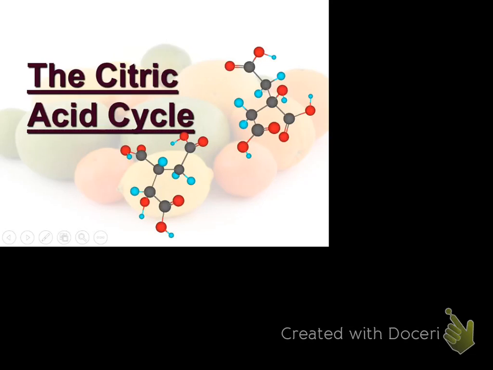It's also called the tricarboxylic acid cycle, or the TCA cycle. Why do you suppose it's called that? There might be 3 carboxylic acids involved. Well, it's because many of these, including citrate, have 3 carboxylic acids on them. And then it's also called the Krebs cycle.